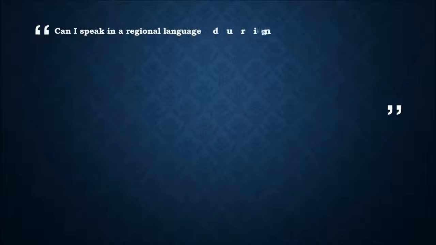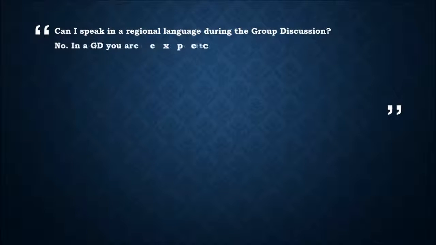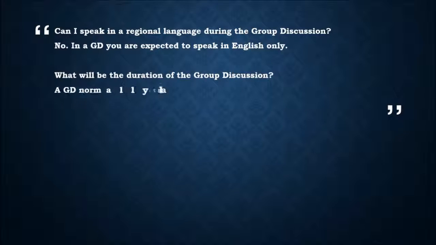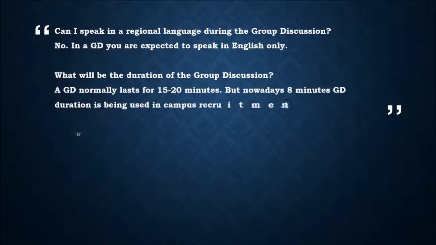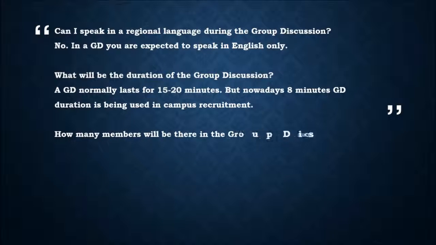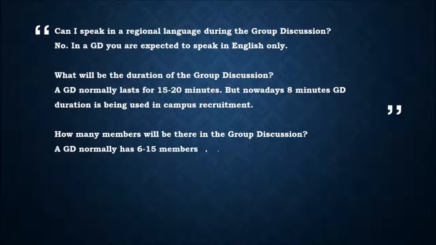Can I speak in a regional language during the group discussion? No. In a GD you are expected to speak in English only. What will be the duration of the group discussion? A GD normally lasts for 15-20 minutes. But nowadays 8 minutes GD duration is being used in campus recruitment.